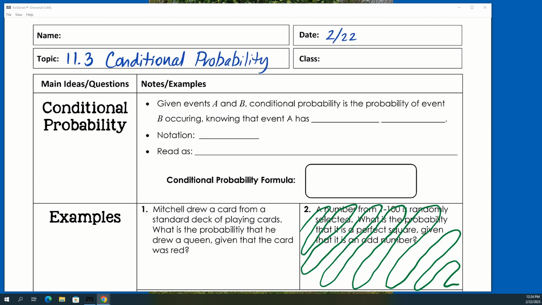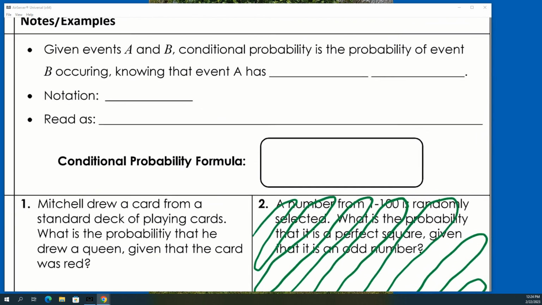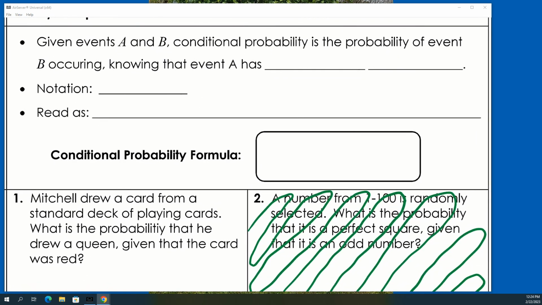All right. And so, conditional probability is when you're given two events A and B. Conditional probability is the probability of event B occurring, knowing that A has already occurred. Because you know that a certain thing has happened, it eliminates part of the population, so you only look at a certain part of it. I actually like conditional probability.